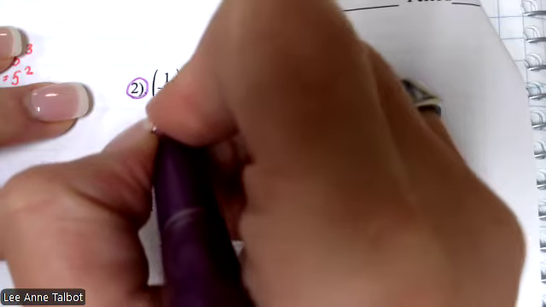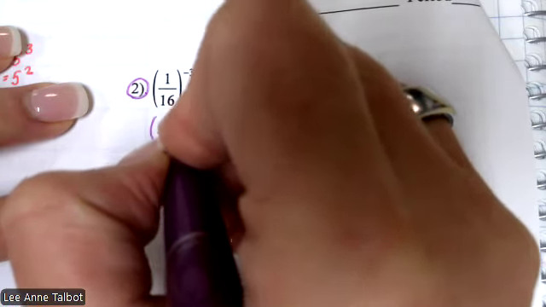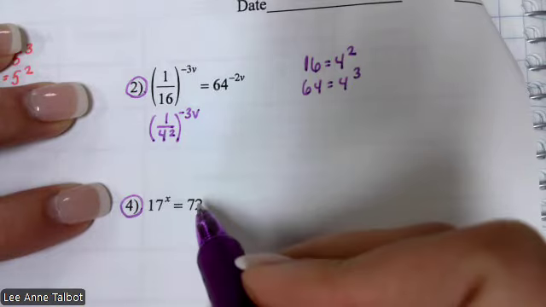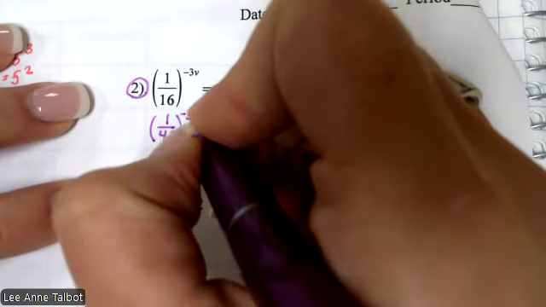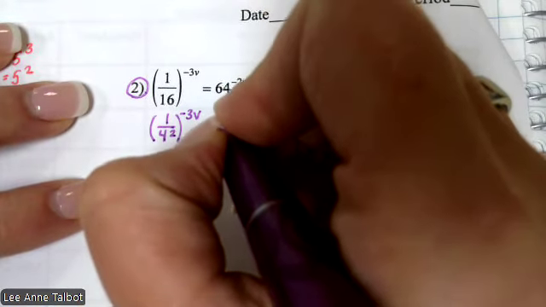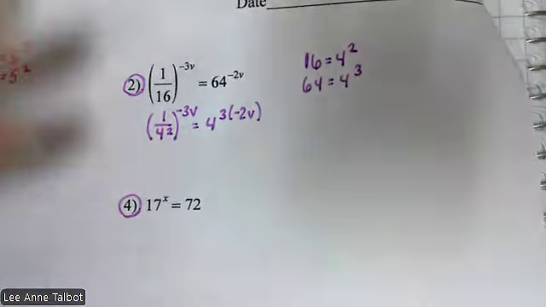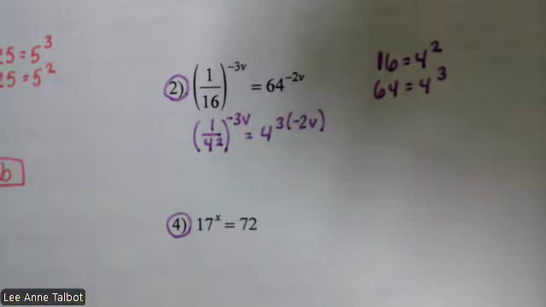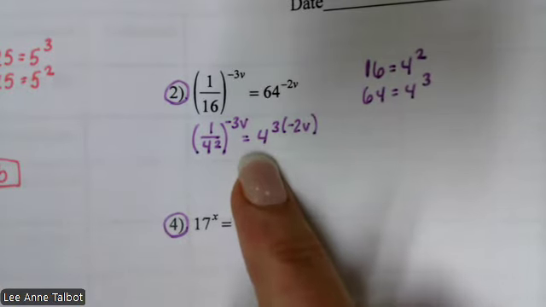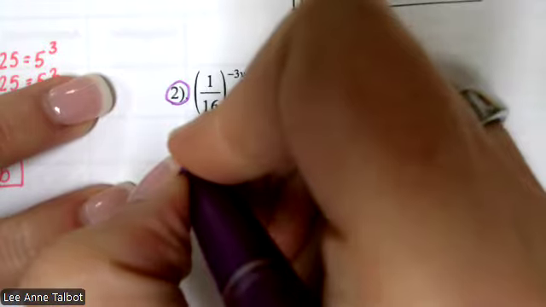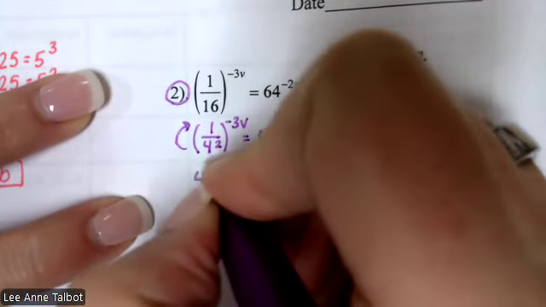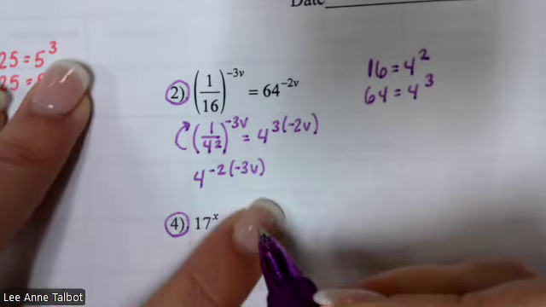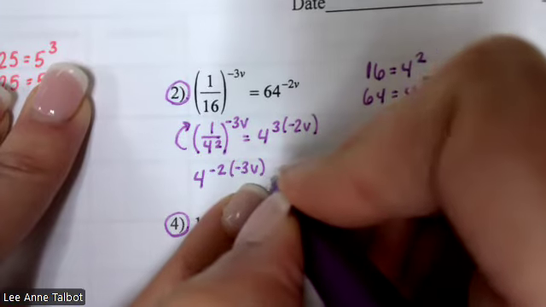The first thing I'm going to do is change the 16 to 4 squared. And you guys might be getting to the point now where you can just make that 4 to the negative 2. And then take the 64 and make that 4 cubed. Okay, so step 1, 16 is 4 squared. And 64 is 4 cubed. Step 2, I'm going to bring this 4 squared upstairs and make it 4 to the negative 2. And then keep the negative 3b there.